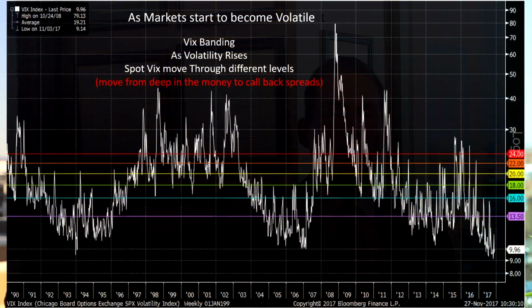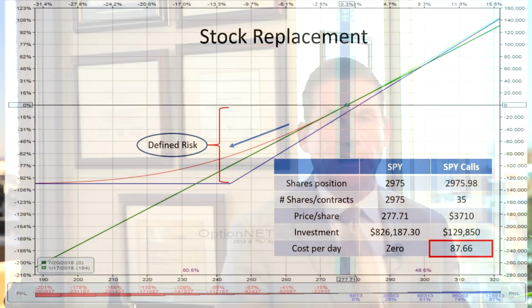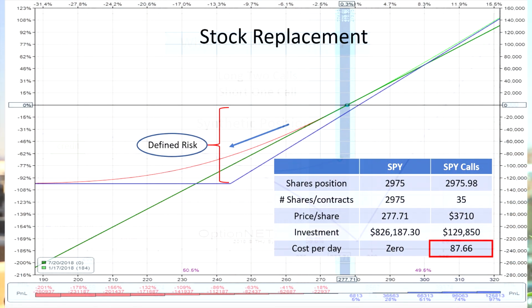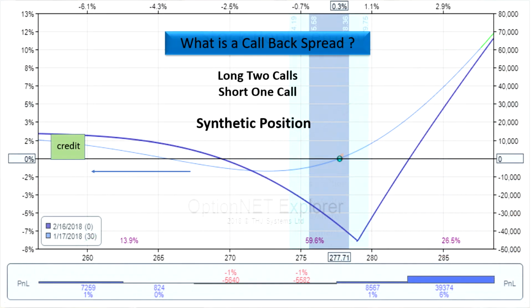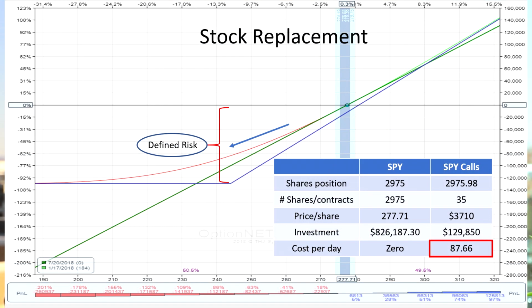So what I would recommend, from a risk management point of view, is that as the volatility starts to rise, as risk starts to rise in the market, you could drop from stock to stock replacement to a call backspread. As the market starts to calm down, get out of the call backspread and go into stock replacement when everything is quiet and markets are not as volatile.